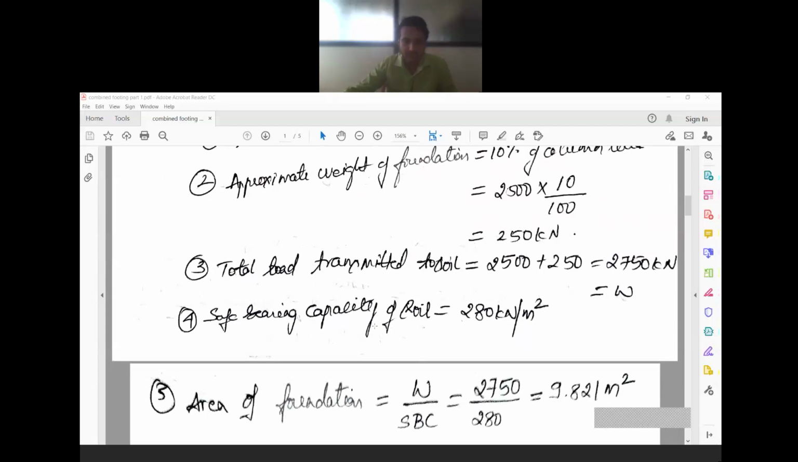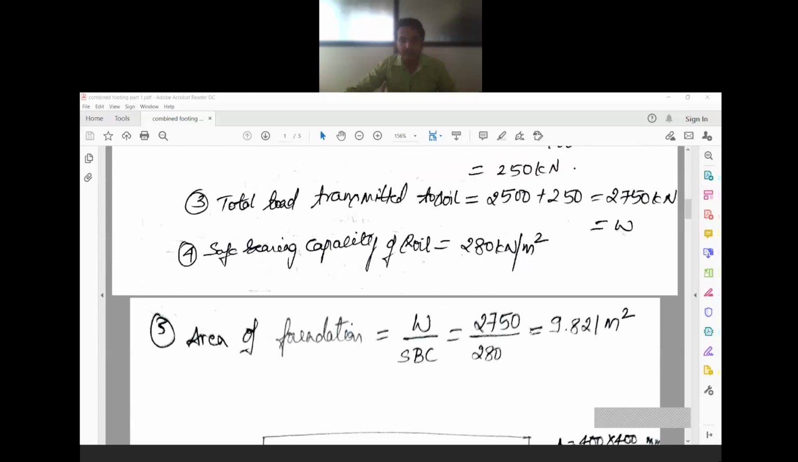Next one is they have given the safe bearing capacity, that is SBC of soil. So we have the load and the safe bearing capacity of the soil, 280 kilonewton per meter square. Using this data, we can calculate the area of foundation. When we calculate the area of foundation, it is easy for us to calculate the dimensions of the foundation. Those are length of the foundation, breadth of the foundation, and depth of the foundation. Length, breadth, and depth of the foundation is what we need to calculate.